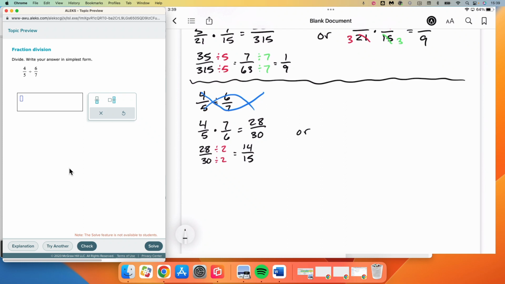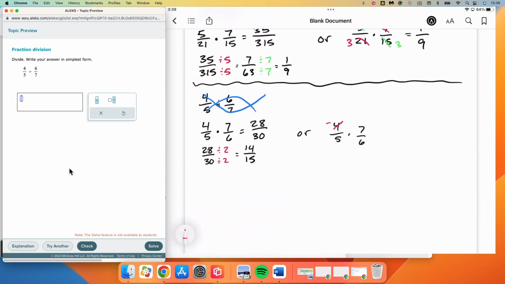As we've done before, we can cross cancel in this instance. We would see that 4 and 6 are both divisible by 2. And 2 times 7 is 14. 5 times 3 is 15.